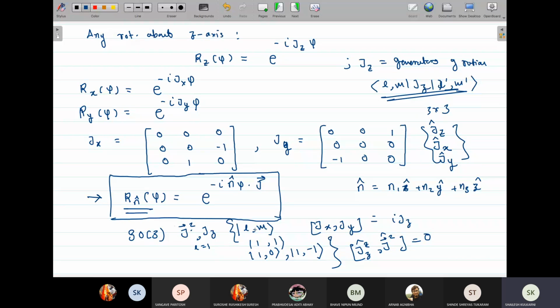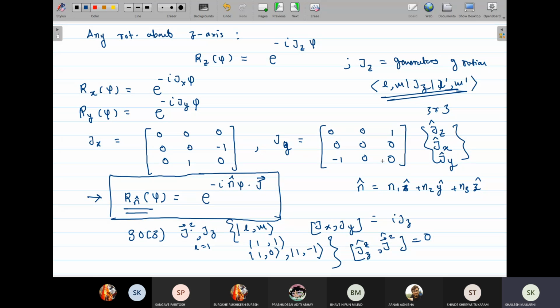Okay. But then you can raise the dimension. For L equal to 2, how many states will there be? There will be 5 states, so you will get a 5 cross 5 representation. Then you have L equal to 6, etc. So you can have higher dimensional representations of rotation generators.